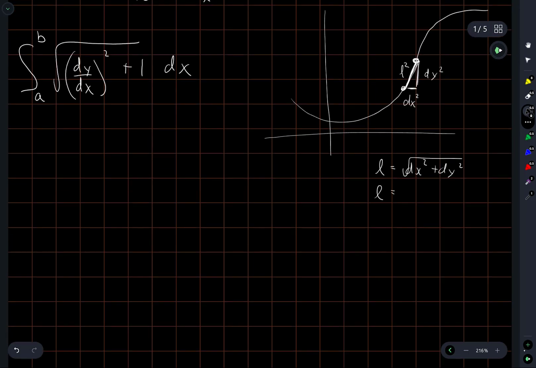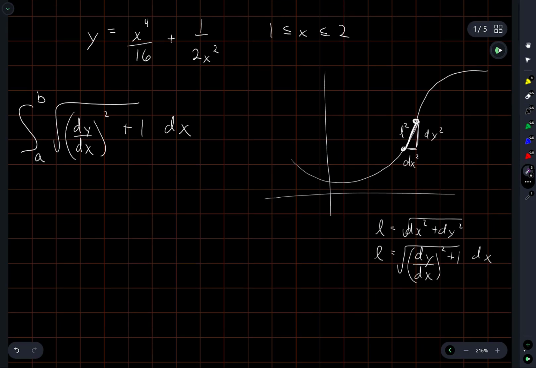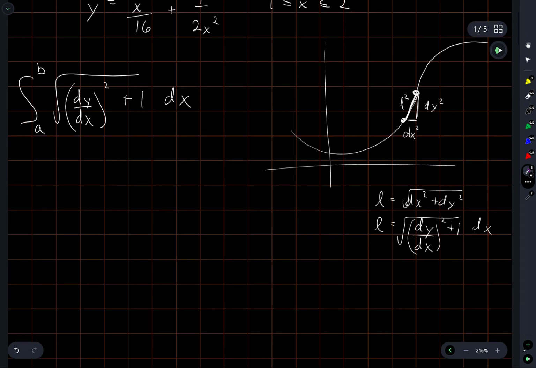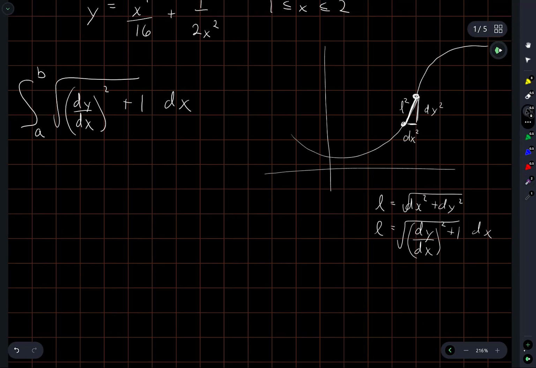which if I factor out a dx squared, is something like this. So this is just a mnemonic way of remembering what the formula for the length is. And then of course we have to add up all of these individual lengths as we move across the curve. So that's why we have to integrate over the range needed. Okay.